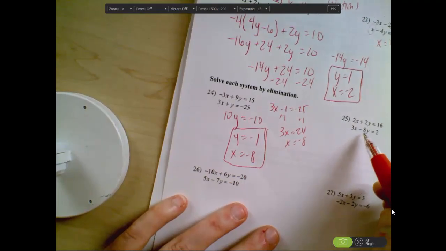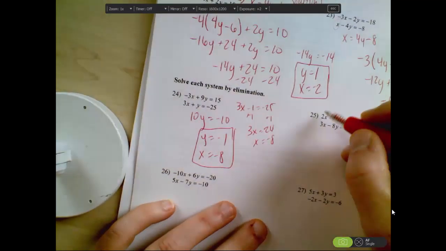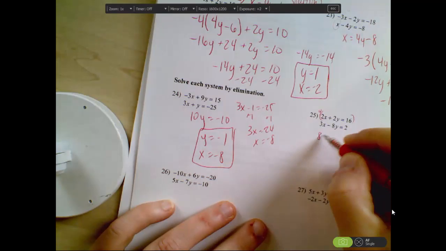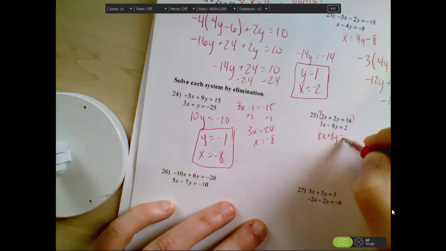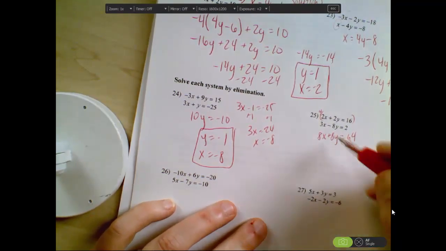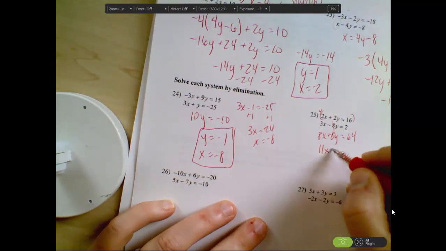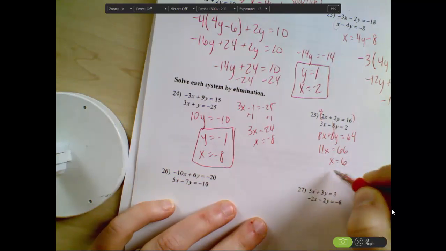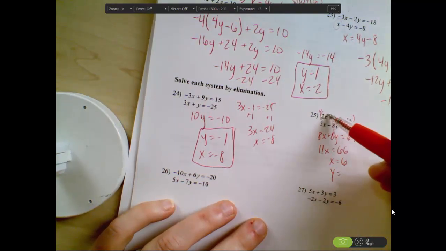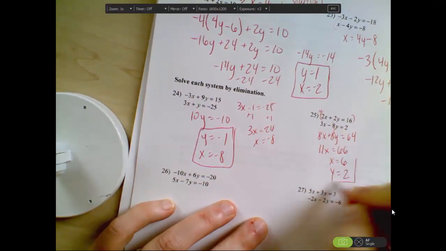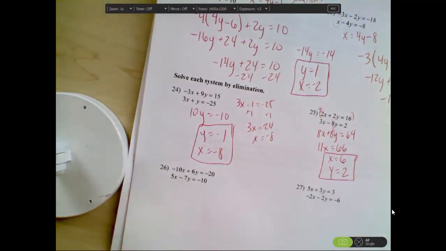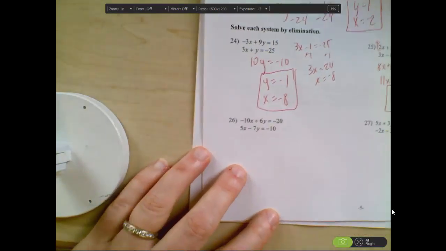Over here, nothing's going to cancel out, but if I multiply this top equation by 4, I get 8x plus 8y equals 64. Now if I add these equations together, I get 11x, the y's go away, and 2 plus 64 is 66, so x equals 6. Plug it in, 2 times 6 is 12, 16 minus 12 is 4, 2y equals 4, y equals 2. Now, I'm doing that fast because all I'm doing is plugging in numbers and solving equations. And I'm trying to keep this short because I know you're not going to watch a long video.